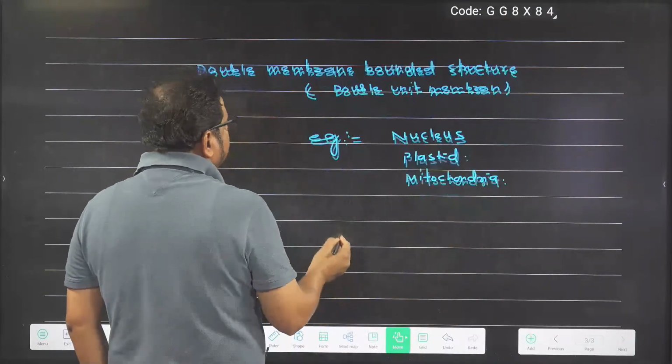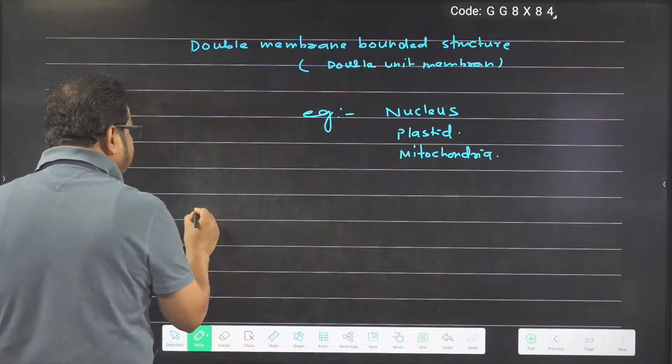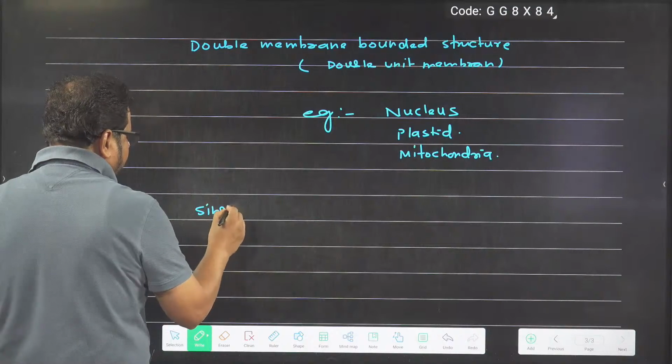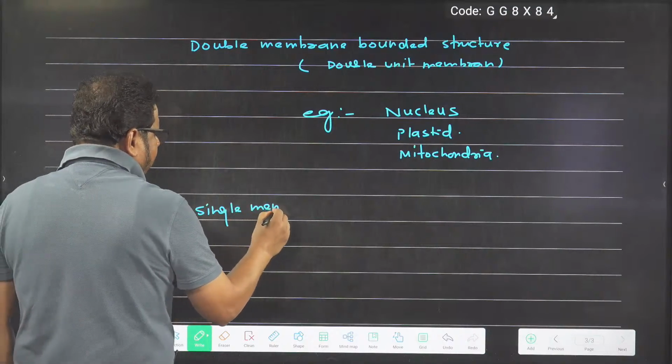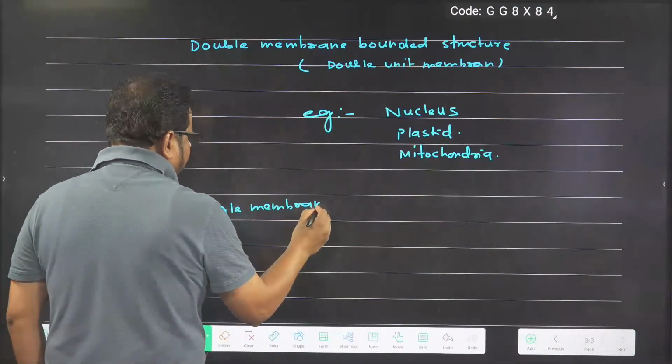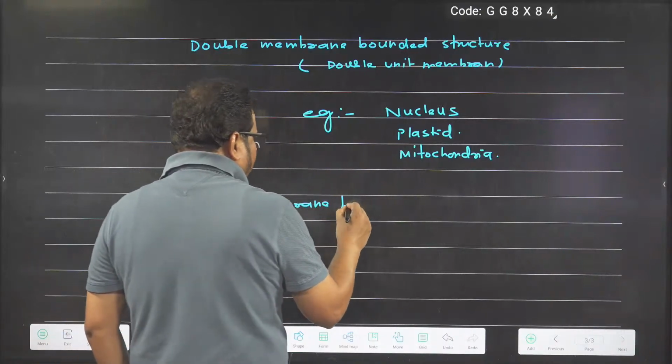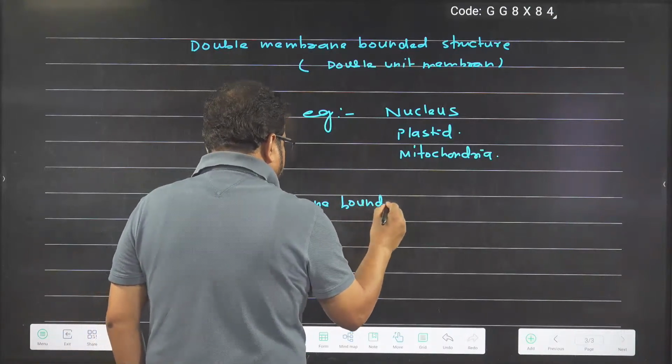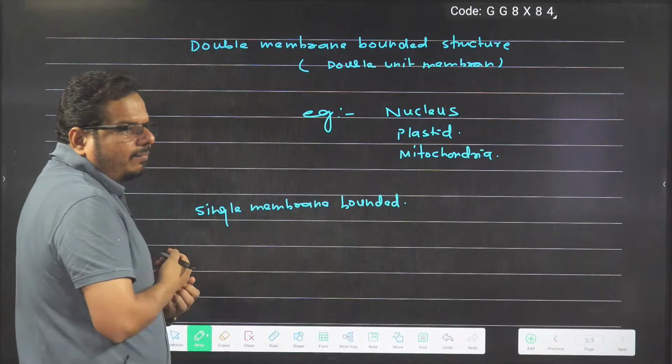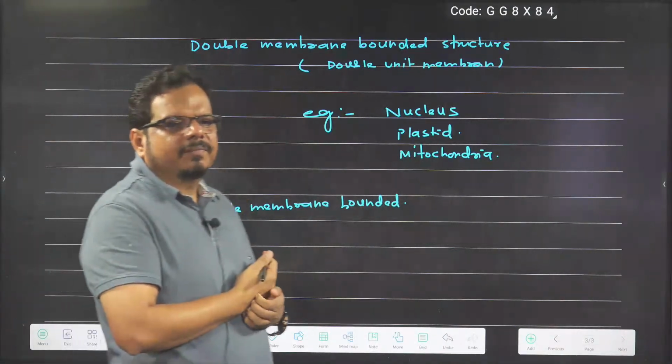Got the idea? Now I am writing examples of which one? Single membrane bounded. I told it when I was telling you the flow chart. If you can recall, you can check on YouTube also. It is there. I already wrote it in a flow chart format on the board. Got the idea?